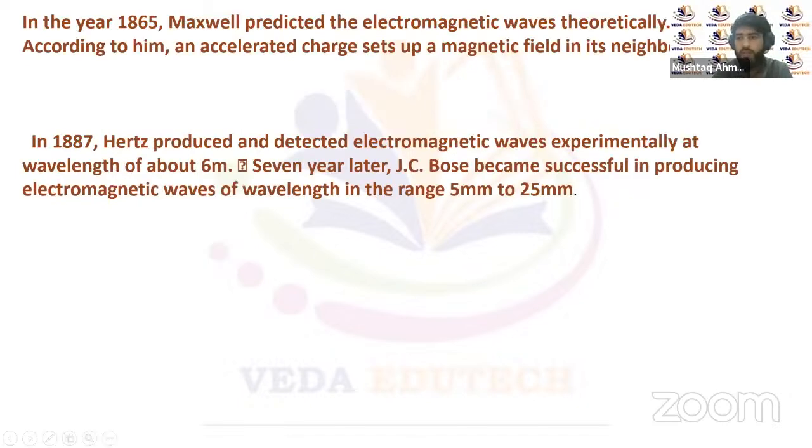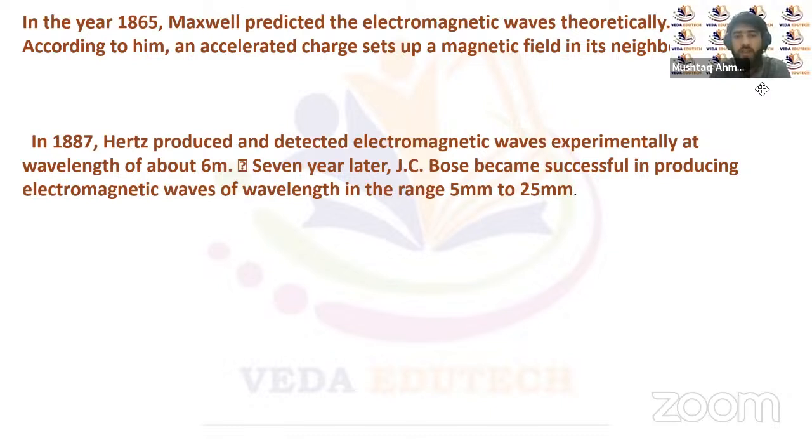Now, the history of the electromagnetic wave is that Maxwell predicted EM waves theoretically. He predicted that whenever we have an accelerated charge, the accelerated charge sets up a magnetic field around it.